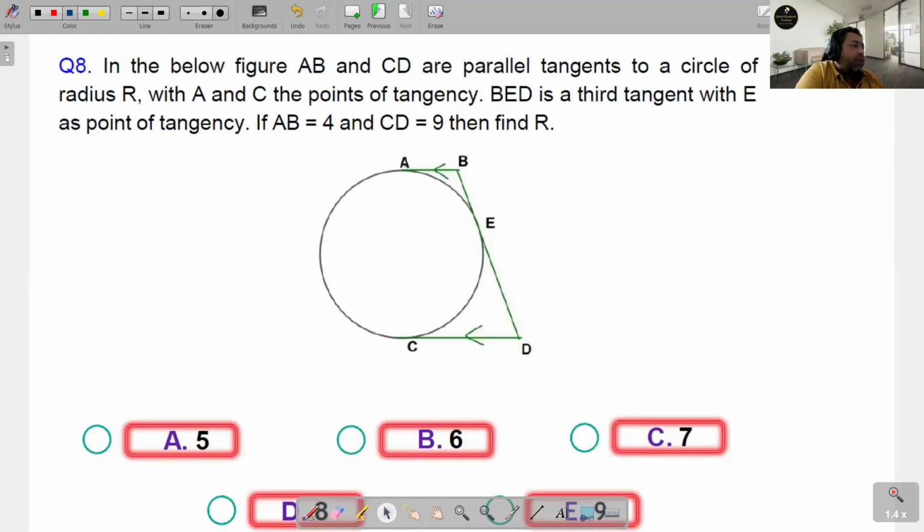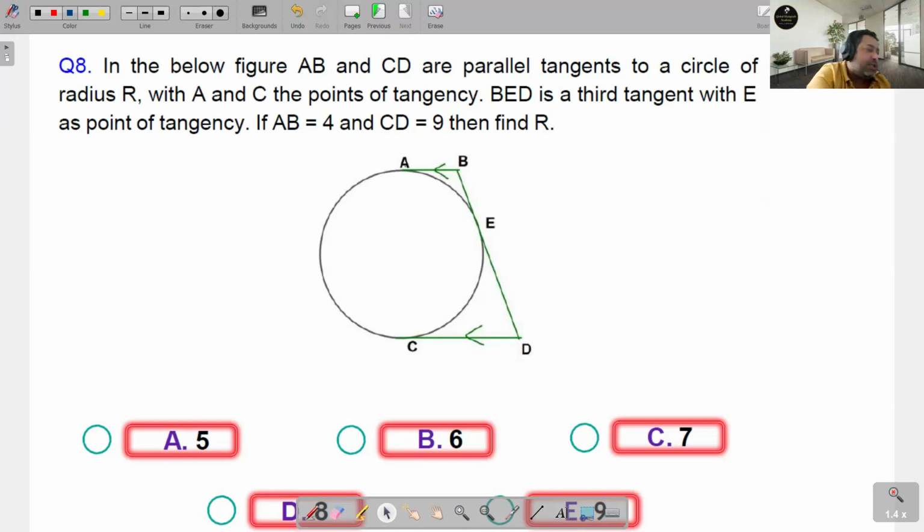Question 8. In the below figure, AB and CD are parallel tangents to the circle of radius R, with A and C as points of tangency. BED is the third tangent with E as the point of tangency. If AB is equal to 4 and CD is equal to 9, then find the radius.